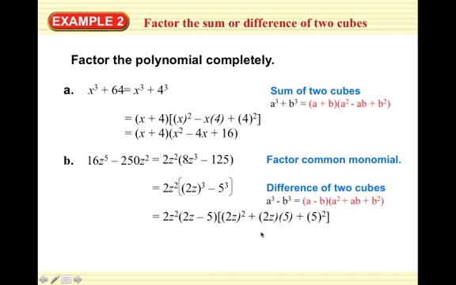We need to clean up this trinomial a little bit. We're not going to be able to factor it because it's always prime. But when we clean it up, we're going to have 4z squared plus 10z plus 25. And of course out front we bring on down the factors that we already had that didn't need to be cleaned up. So 2z squared times 2z minus 5 times 4z squared plus 10z plus 25.